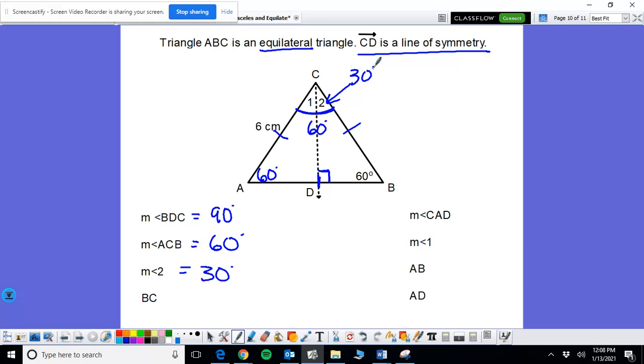Okay, how about, now this is not an angle. Once again, this is a side, BC. Where are you, BC? You're right here. How big is this side? Well, if it's equilateral, they're all the same size. And we have a clue right here. If that's 6 centimeters, then this is also 6 centimeters because it's equilateral.